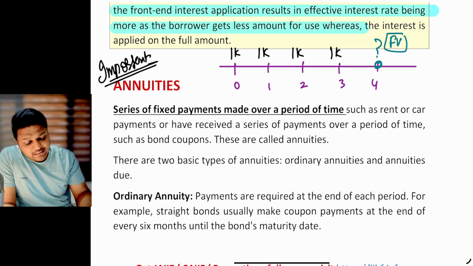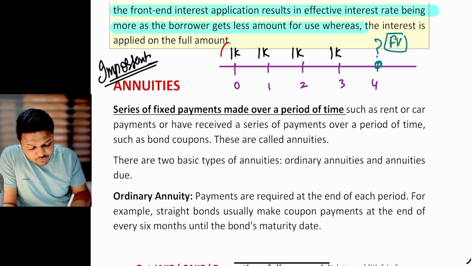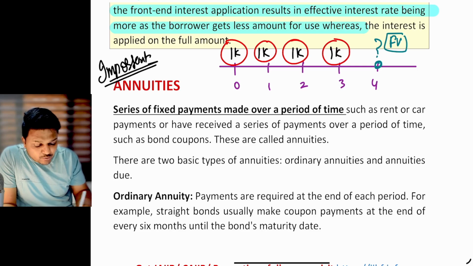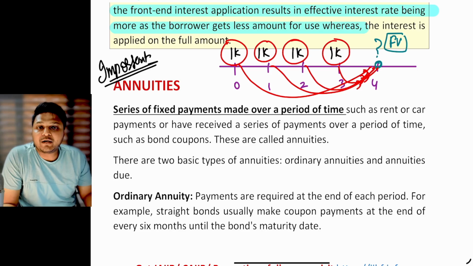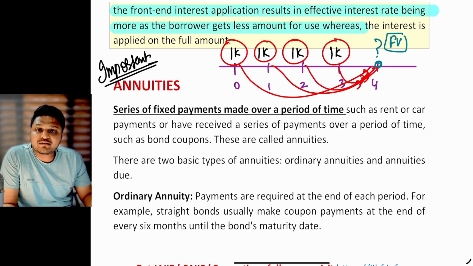So you understood the concept related to the future value. These are representing the different cash flows, and I'm going to calculate the value of this cash flow after 4 years, this cash flow after 4 years, this cash flow after 4 years, and this cash flow after the particular period. So this is representing the future value.